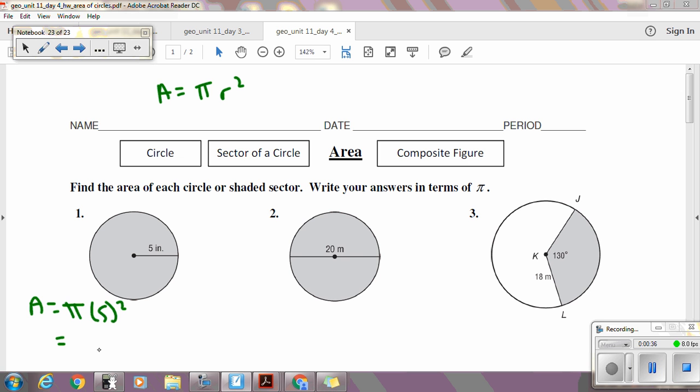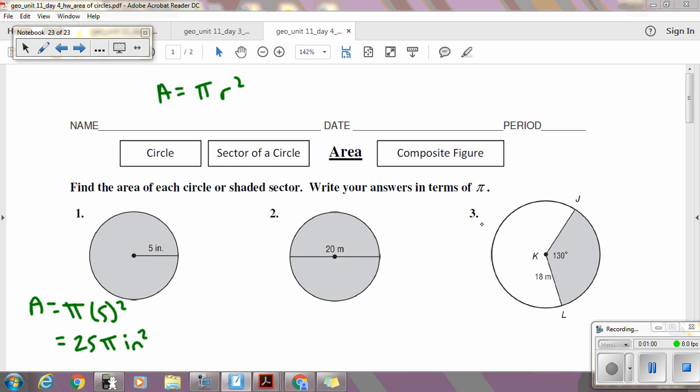And since they want it in terms of pi, we don't put pi in the calculator. The only thing we calculate is the 5 squared. So we kind of ignore the pi for right now. So we would have 25, and then bring the pi back down, and then label with our units, inches squared. That's all.